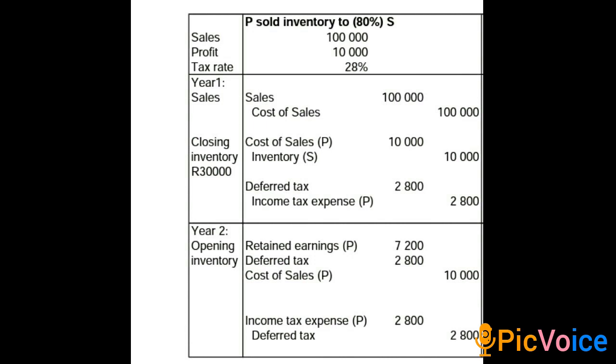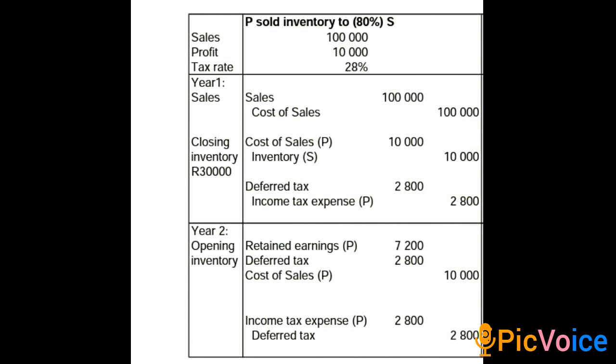Now, the most important thing you must remember is that we use cost of sales to eliminate profit for purposes of intragroup transactions relating to inventory. That's why we debit the cost of sales. Essentially, what we are doing is we are eliminating profit and not necessarily cost of sales. We're just using cost of sales as a journal entry.